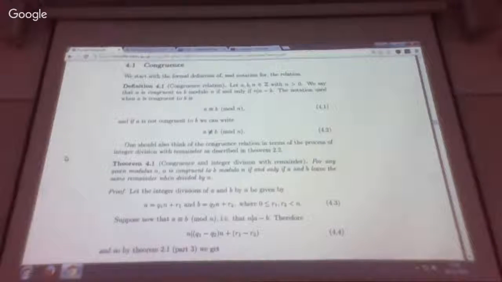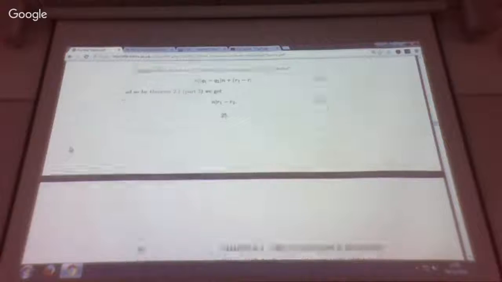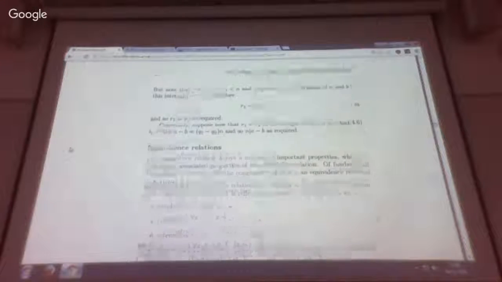Other times we might unravel it or translate it as: a and b have the same remainder after you divide them by n. Okay? So we'll be free to make use of either way of talking about it.